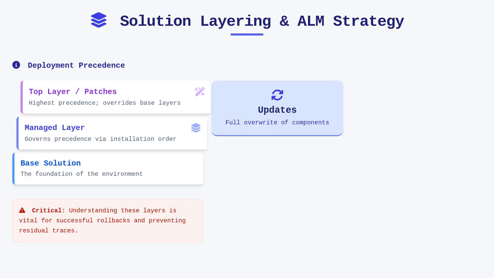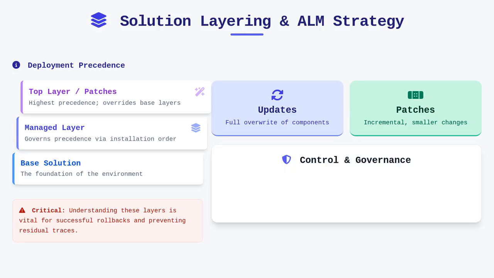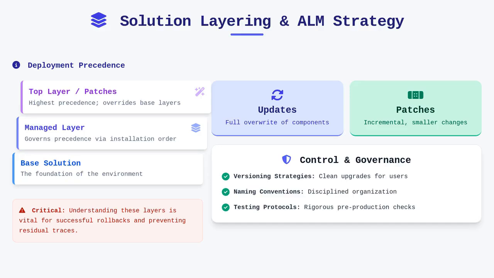Effective ALM also requires us to distinguish between updates, which overwrite components, and patches, which are meant for smaller, incremental changes to an existing solution. By utilizing proper versioning strategies, you gain the ability to conduct clean upgrades without impacting the end users who rely on your automation every single day. Achieving this level of control requires disciplined naming conventions and a rigorous testing protocol before any managed payload is moved to production.